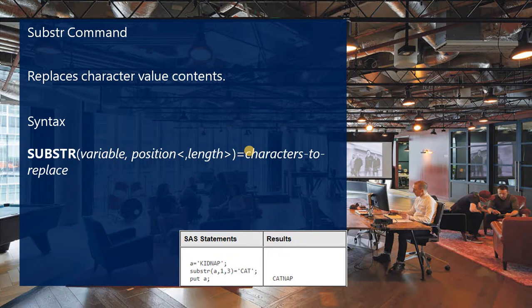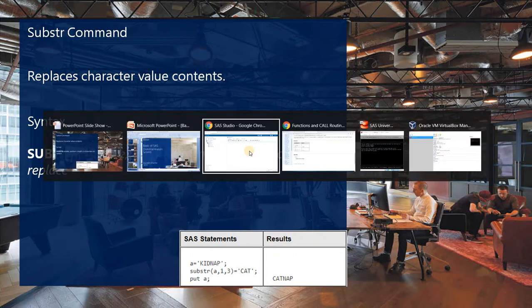Below, a statement is given. The SAS statement is A equal to kidnap, and SUBSTR(A, 1, 3) equal to cat, and put A. So we are putting it in this SUBSTR. So my result is catnap. So we are doing an example here.